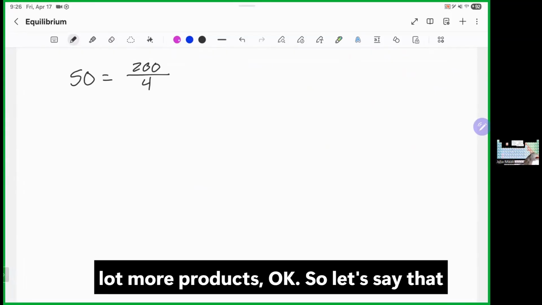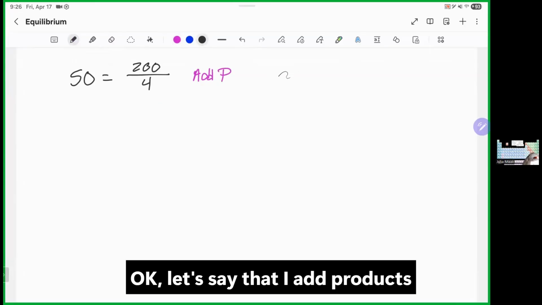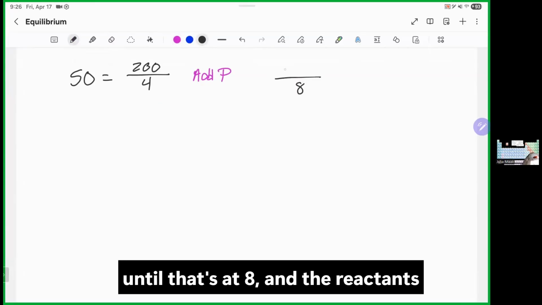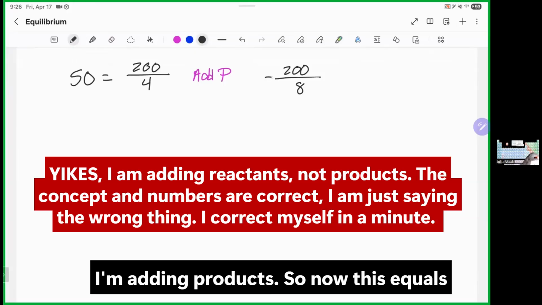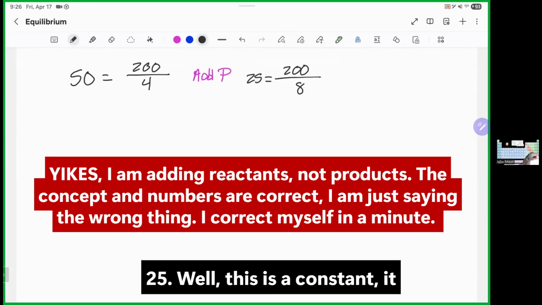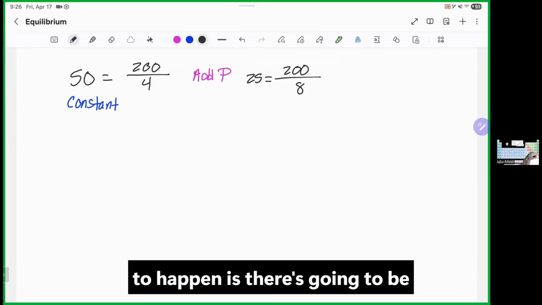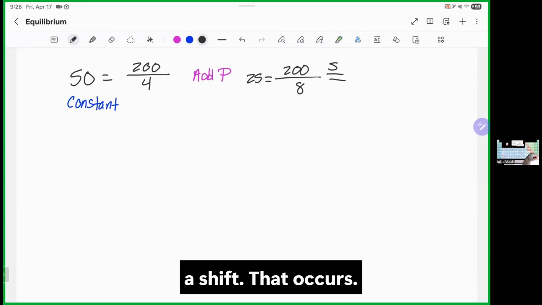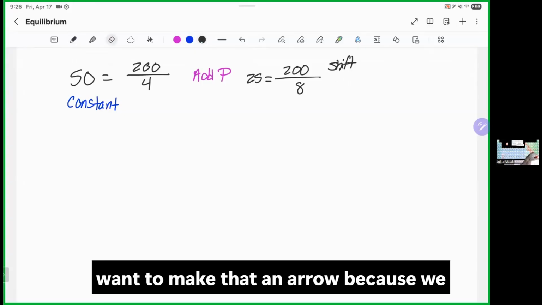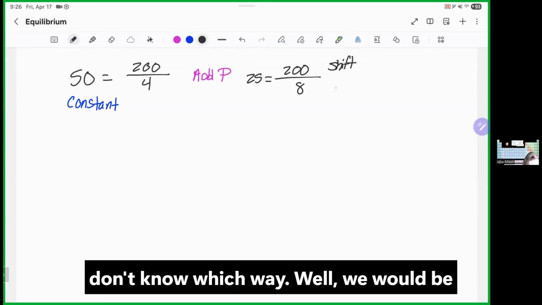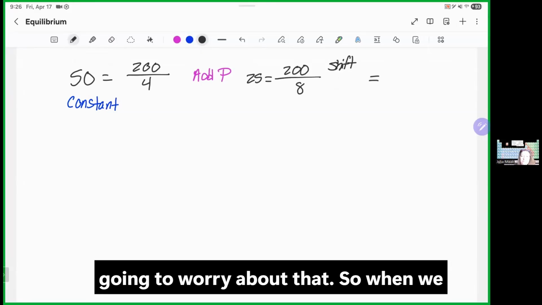Okay, so let's say that I add more products. Let's say that I add products until that's at 8 and the reactants are still the same at the moment I'm adding products. So now this equals 25. Well, this is a constant. It has to be 50. So what's going to happen is there's going to be a shift that occurs. I don't want to make that an arrow because we don't know which way. So when we shift, we're shifting towards products.